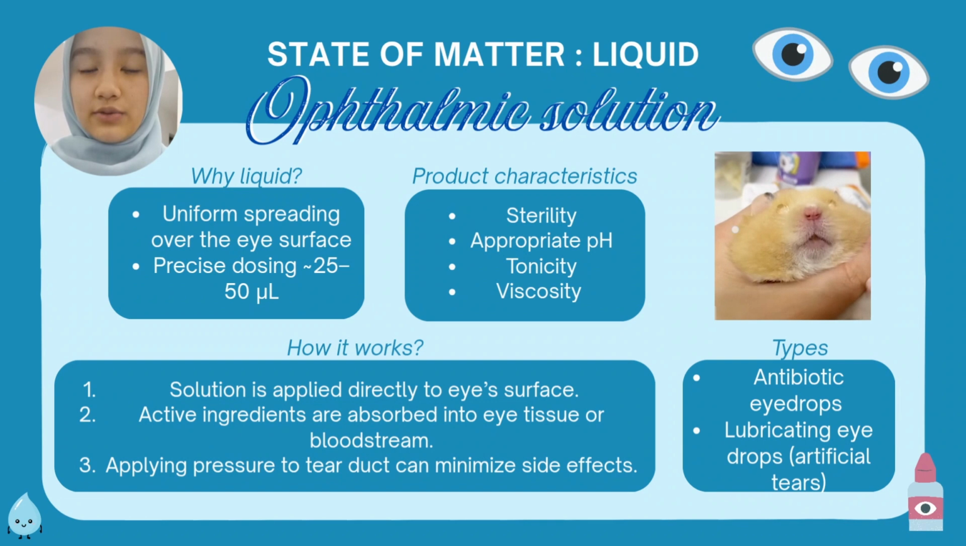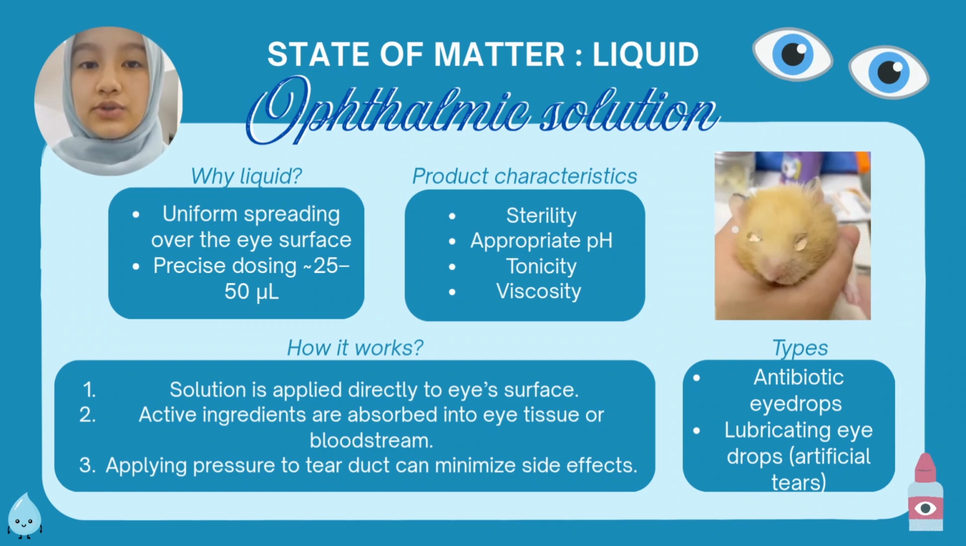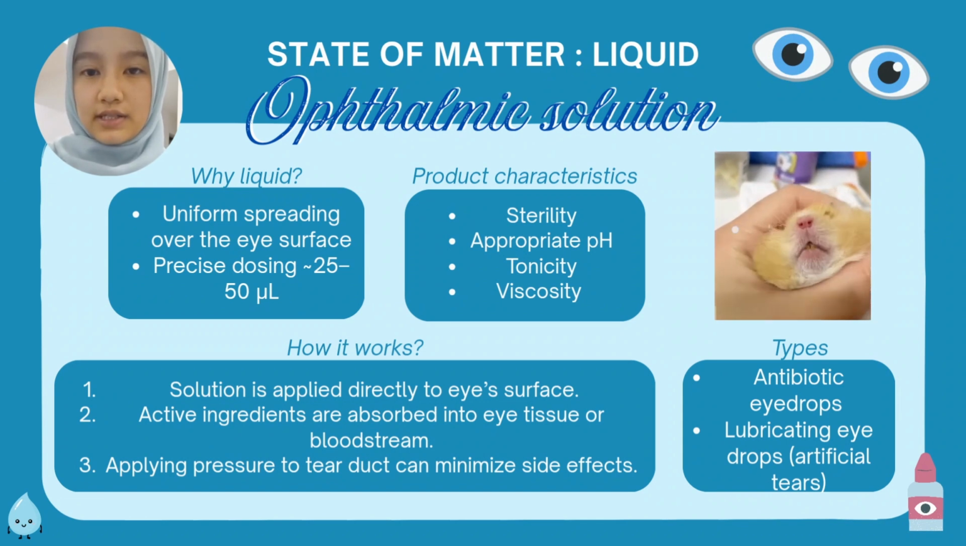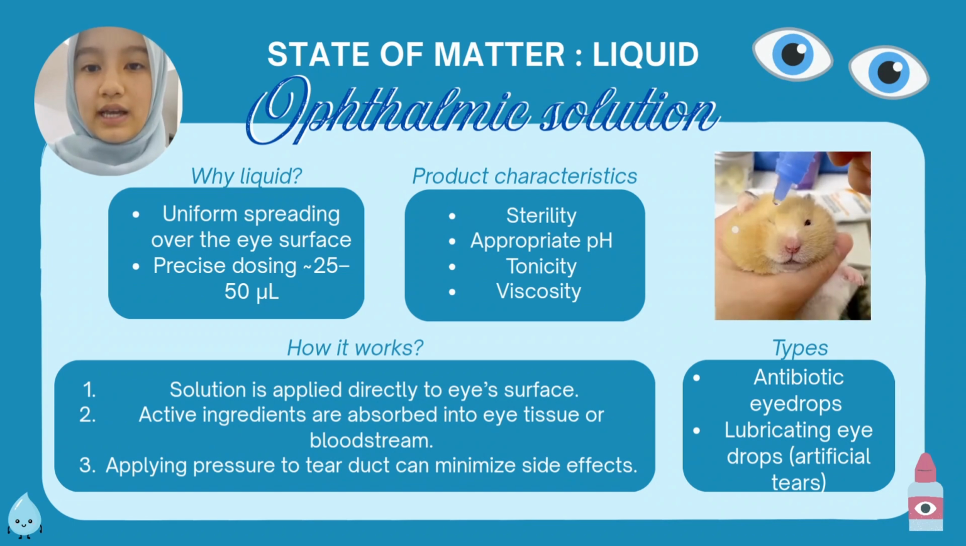So how does it really work? Number 1, the solution is applied directly to the eye surface. Number 2, active ingredients are absorbed into eye tissue or bloodstream. Number 3, applying pressure to the tear duct can minimize the side effects. The types include antibiotic eye drops and also lubricating eye drops, which are also called artificial tears.